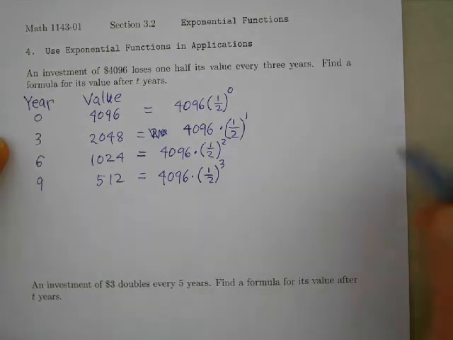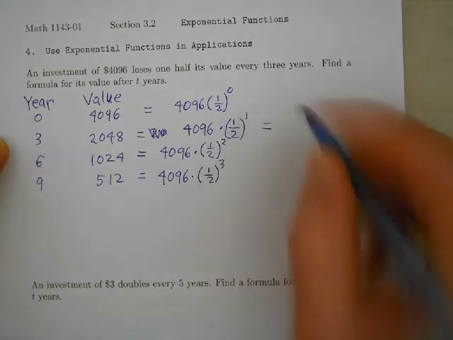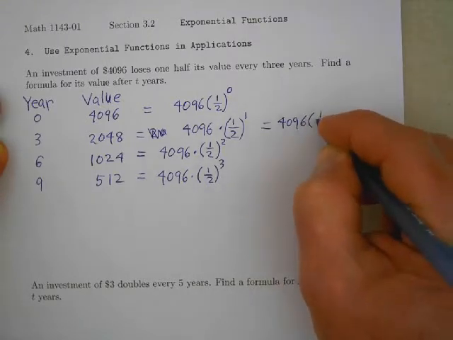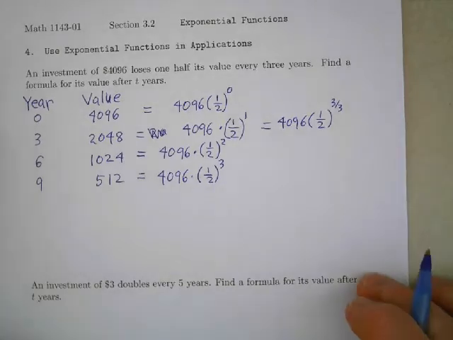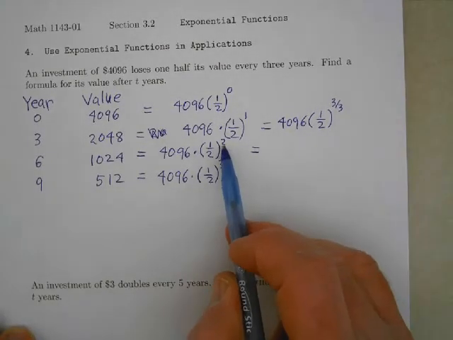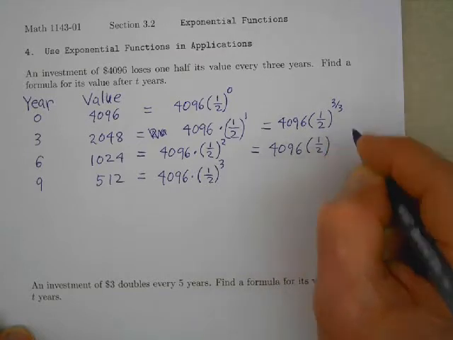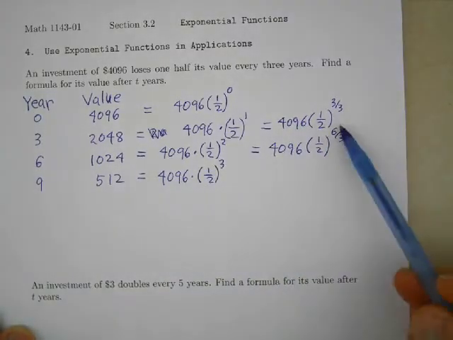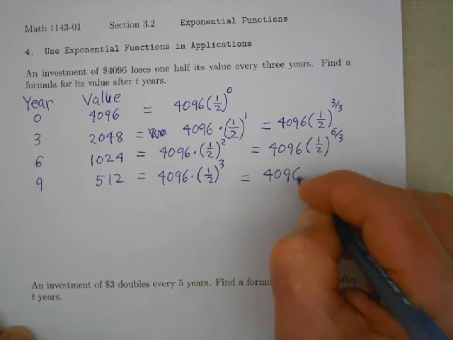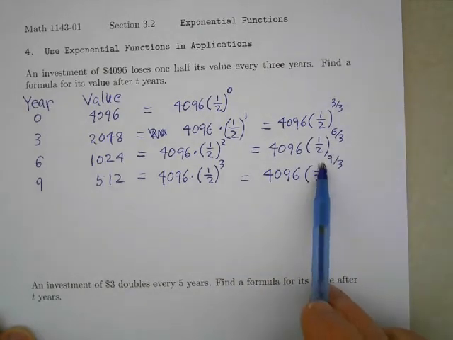Okay, so what we'll do is note a couple of things. When the value of t years is 3, the exponent is 1. So think of this as 4,096 times 1/2 to the 3 over 3, because 3 over 3 is 1. And then after 6 years, this exponent on 1/2 is 2. So think of this as 4,096 times 1/2 to the 6 over 3, because 6 over 3 is 2. And then for this one, after 9 years, the value of the investment is 4,096 times 1/2 to the 9 divided by 3. 9 divided by 3 is 3.